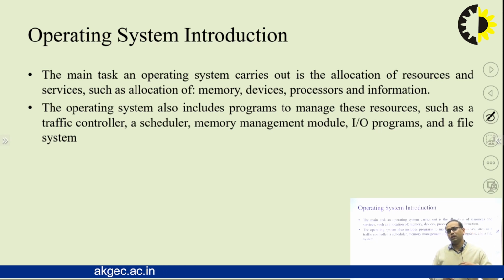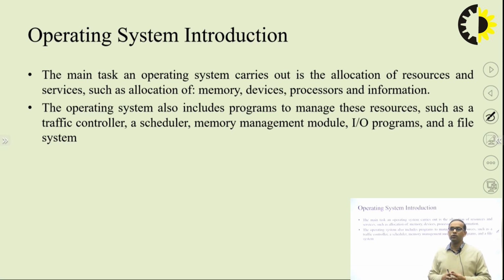So again, the allocation of the monitor or output device should be available to the process. Okay, so these are different types of resources. You can say memory, devices, input output devices, processor, and information. So allocation of such types of resources is the task of the operating system, or the operating system provides such types of services to the user process.